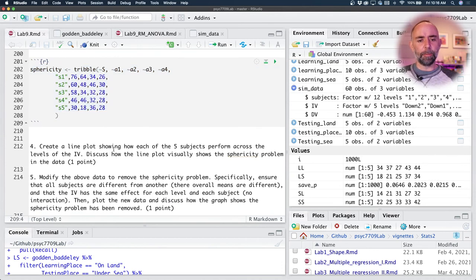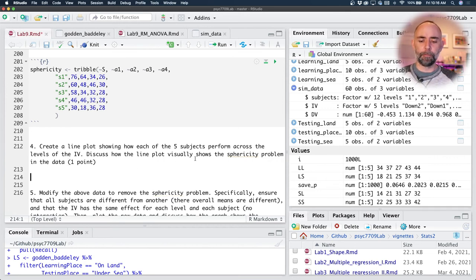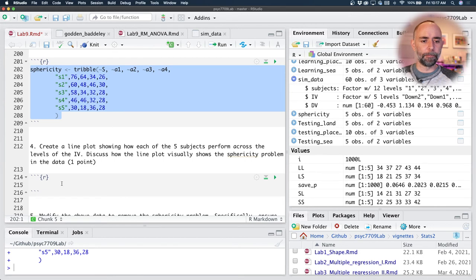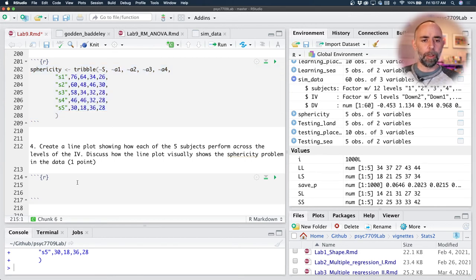Create a line plot showing how each of the five subjects perform across the levels of the independent variable. Discuss how the line plot visually shows the sphericity problem in the data. So all this is asking you to do is take this data, which we can load in now, and make a line plot so we can see how each subject is performing across those levels.